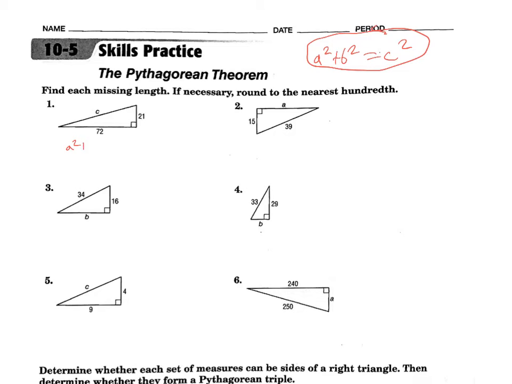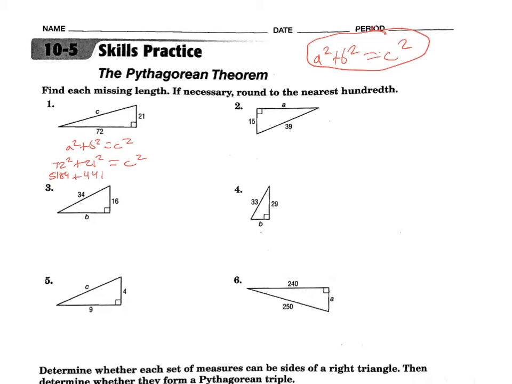Number one is a squared plus b squared equals c squared, right? So if I put in a squared, either of the legs is fine. 72 squared plus 21 squared equals c squared, right? 72 times 72, feel free to use your calculator, I am too. We pop that in and we get 5,184. 21 times 21 is 441.